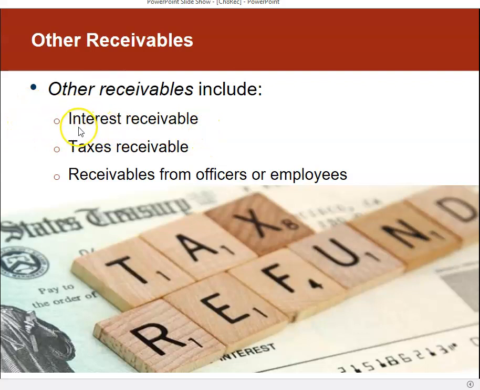Interest receivable, this could be in a variety of settings. This could either be a more formal setting, such as a bank, because when they loan money out, a portion of that is principal, a portion of that is interest. Businesses can do the exact same thing. And then sometimes we will make loans to officers of the company, or we might extend some type of payroll advance to employees. These are all other types of receivables, and these all have one thing in common. They're going to be collected in less than 1 year.